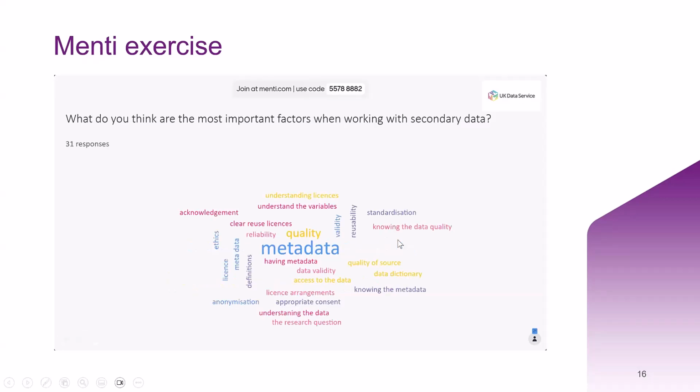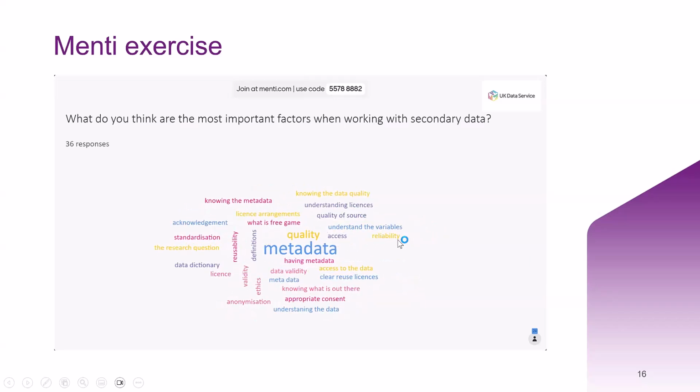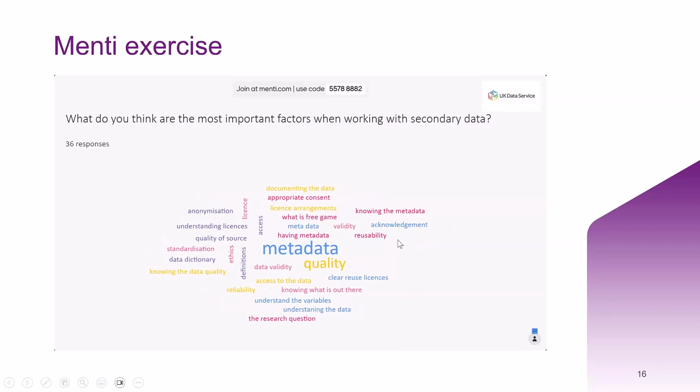Metadata is coming there. Fantastic. Quality, data validity, access to the data, quality of the source. Yes, this is why we're talking about data sharing strategies, and more importantly, responsible data sharing strategies. Very important. Where did we get the data from as well? Understanding the variables. We have quant people in the room as well, and we do have some slides specifically for quantitative data, which is great.